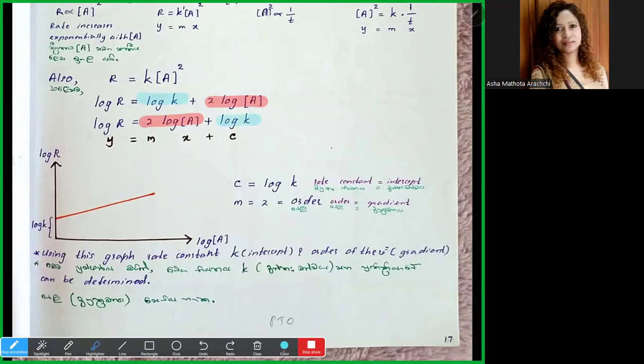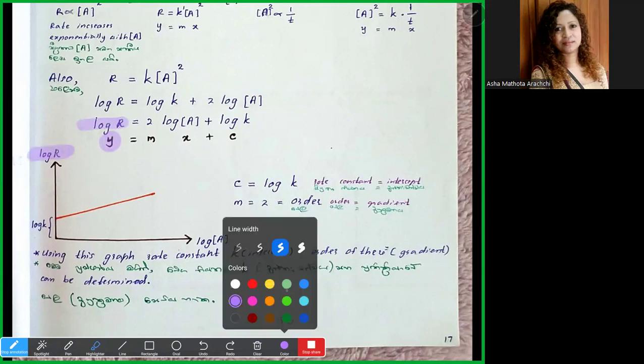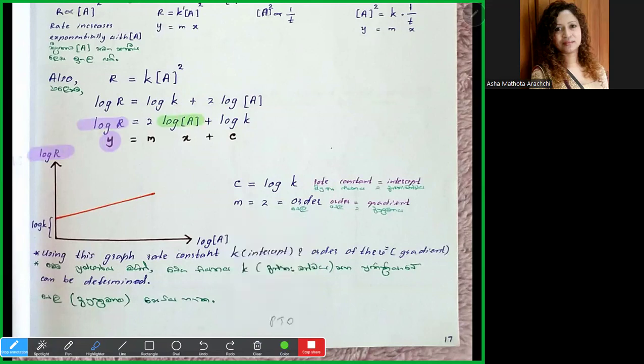Just a rearrangement. Then I can arrange this one with log R as Y. So for the y-axis, I'm writing log R. So this is the log R. Then my x-axis is log A.